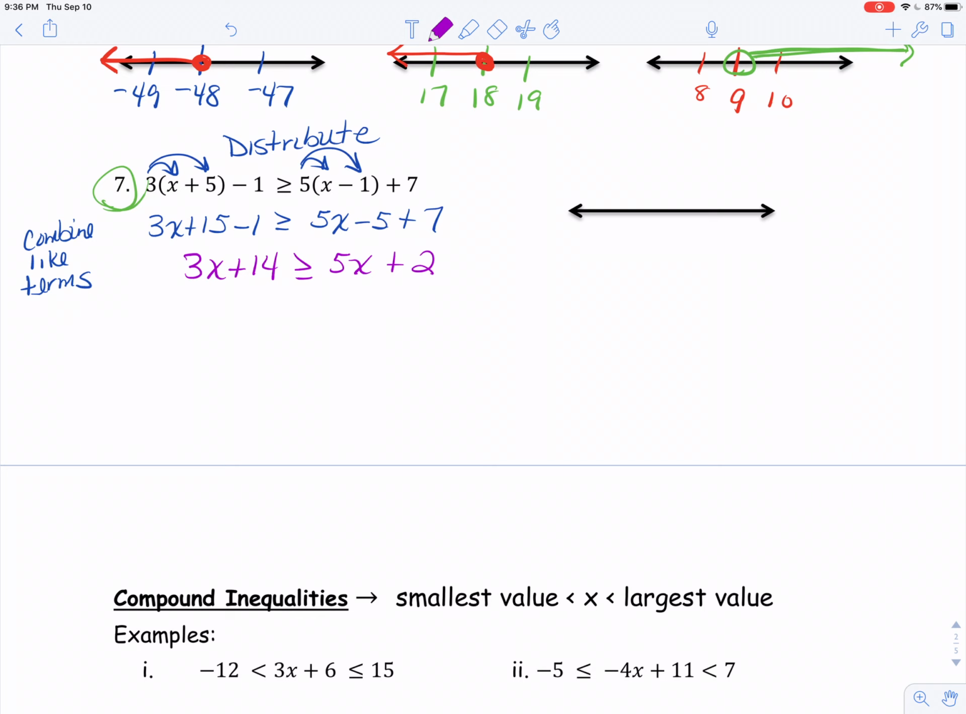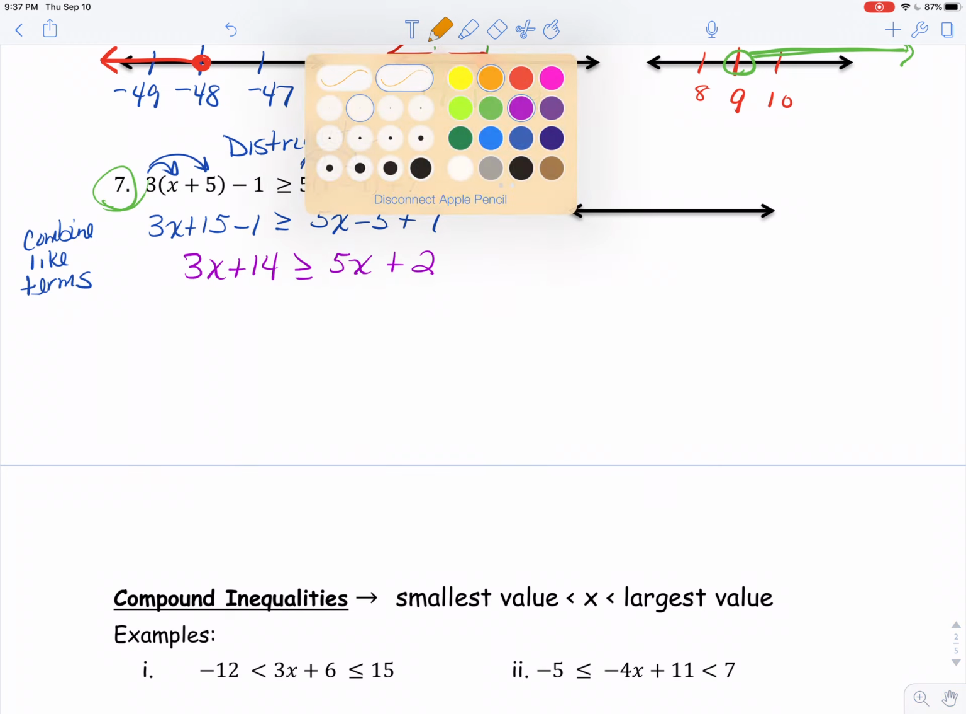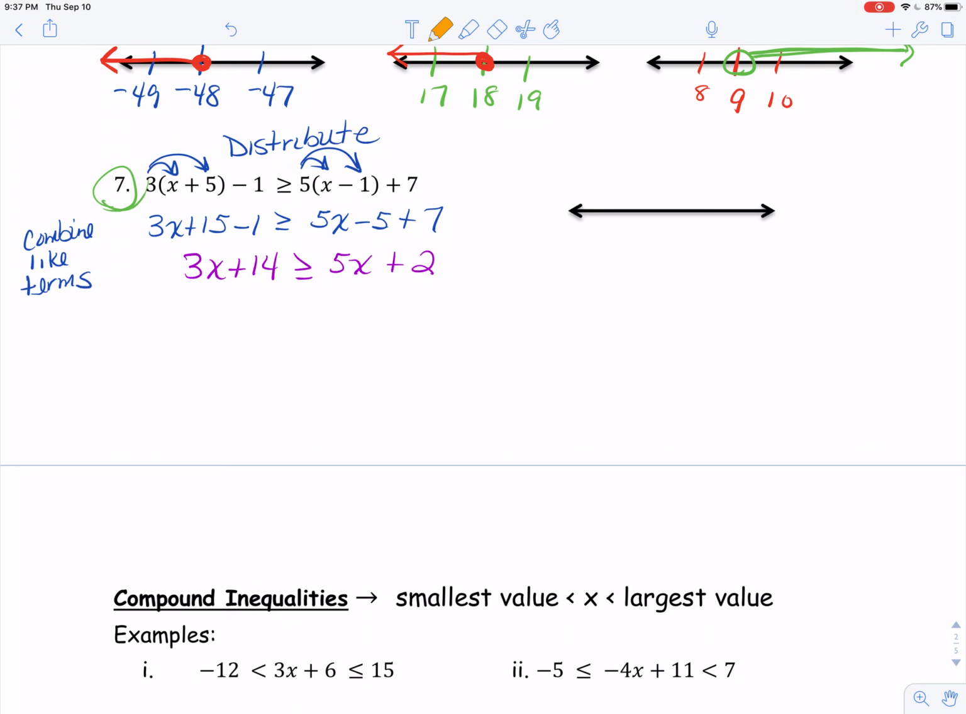All right, so at this point, we're ready to move things across the equals. We're going to use the same shortcuts that we used with solving equations. If we pull the 5x over, it negates. If we pull the 14 over, the sign changes as well. Okay, so that's what we've got, and we're ready to combine like terms again. So negative 2x, negative 12.